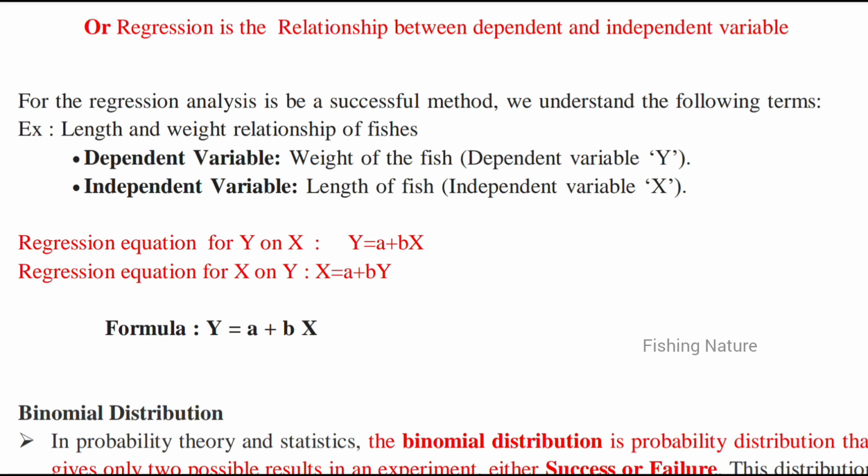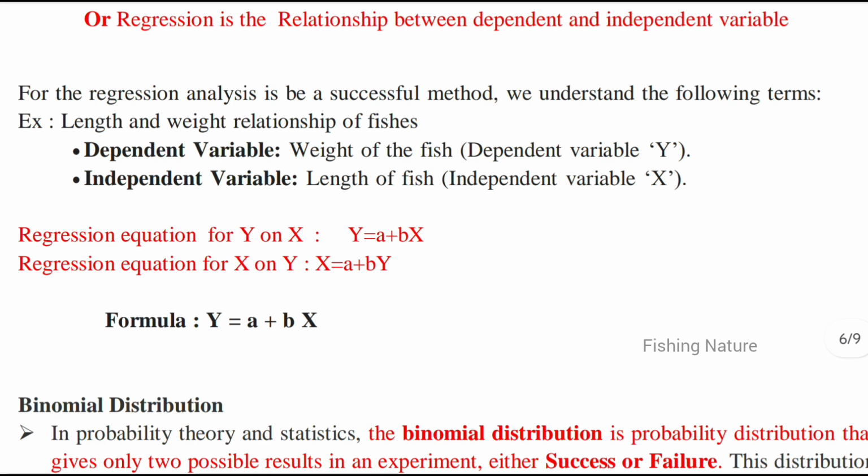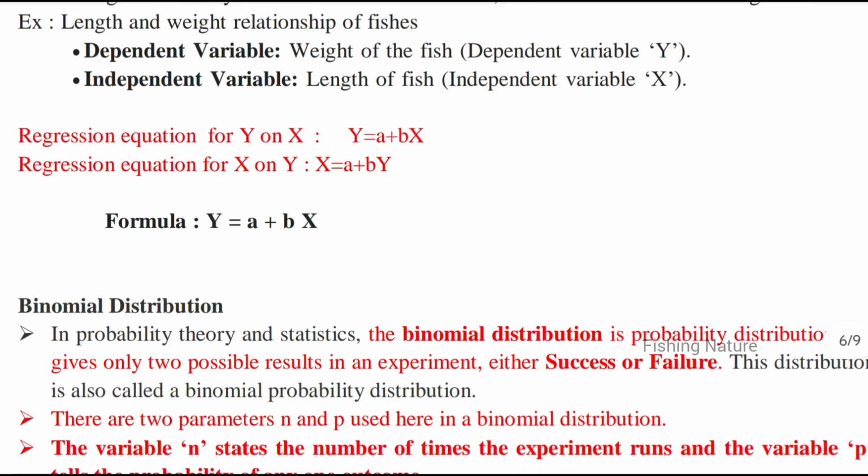Let's see the example. Dependent variable means the weight of the fish. Dependent variable is y. Next, independent variable means the length of the fish. Length of the fish is independent. Weight is based on its length. Next, regression equation. Remember these values: y = a + bx and x = a + by.